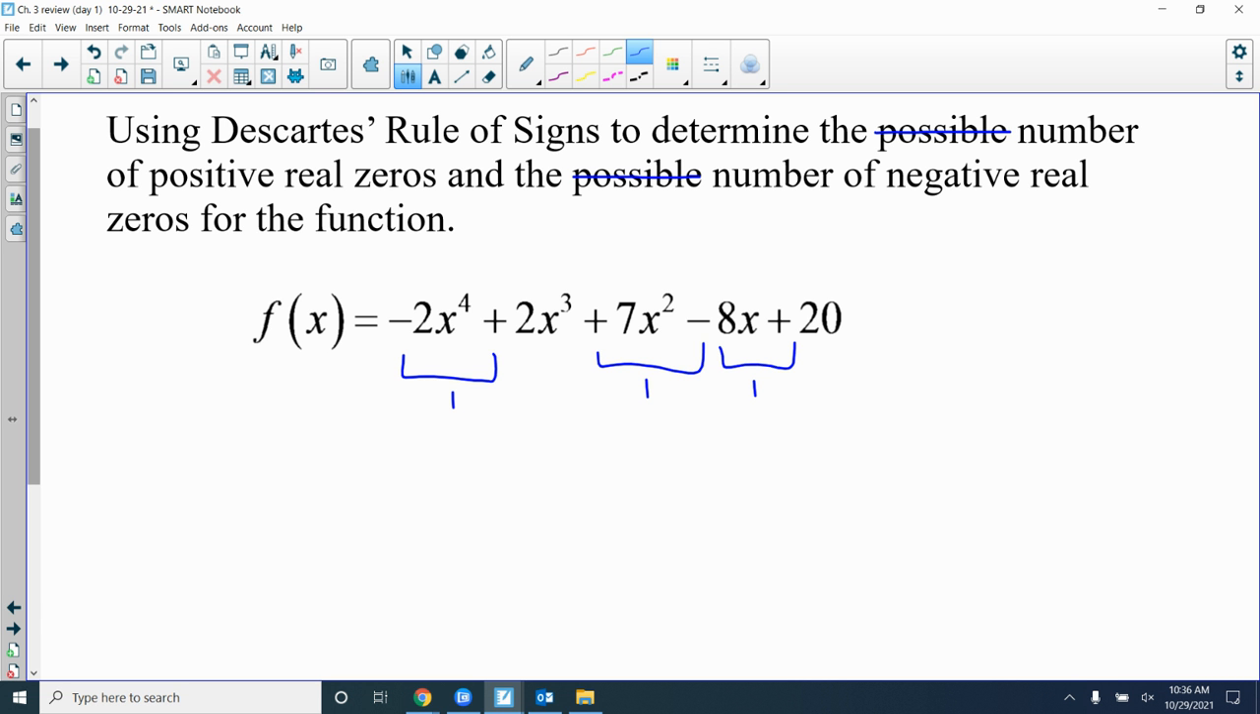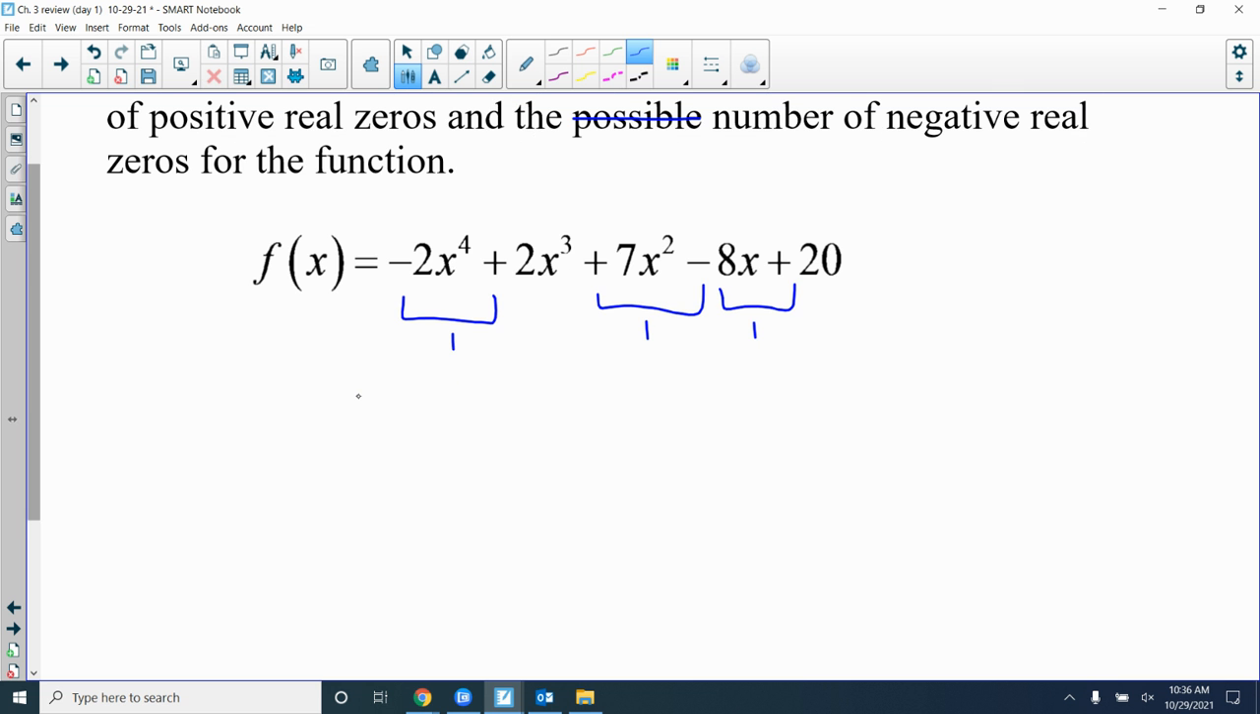There will be 3, 4, 1. You always subtract 2. So there are 3, 4, 1 positive zeros. Can't be 2. Can't be 0. So it's 3 or 1.